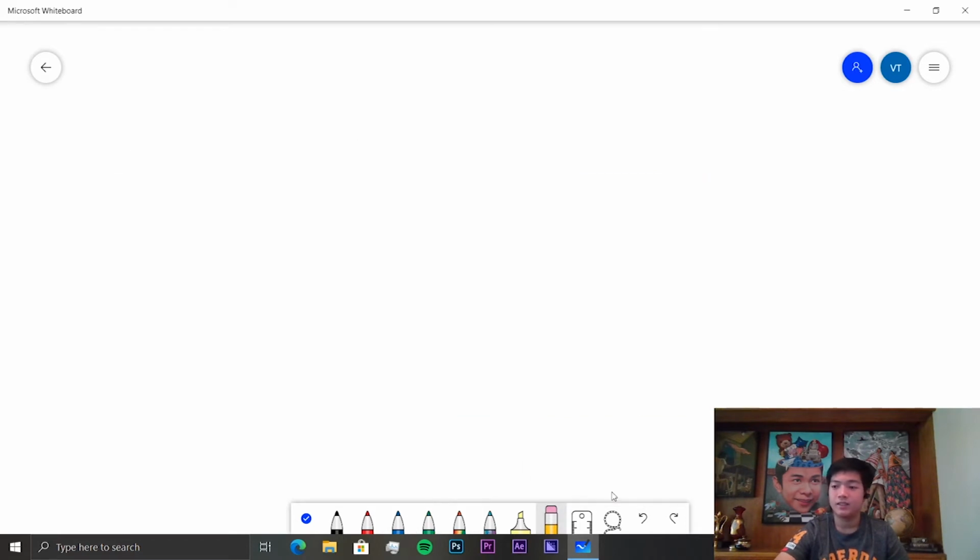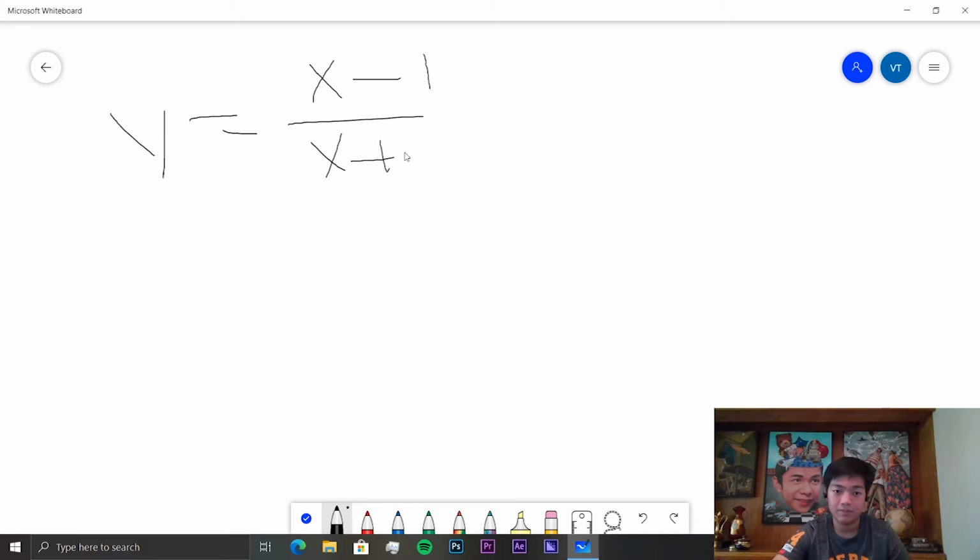Okay, next question, which is y is equal to x minus 1 over x plus 1. We need to differentiate the following function with respect to x. How would we go about it? Why would we need to use product rule for this? It doesn't make sense. This is silly.